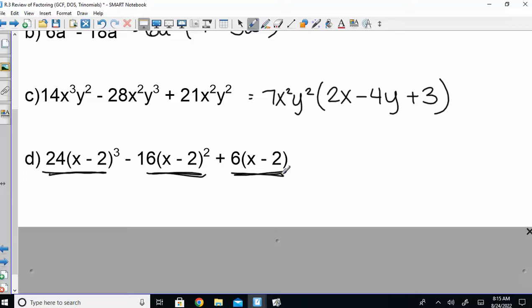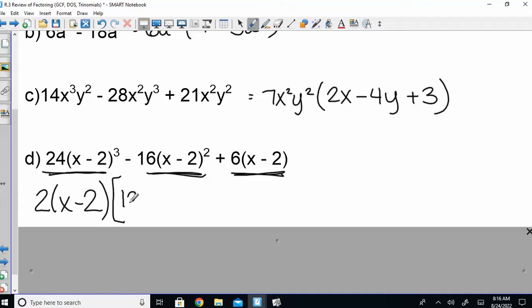Looking at my coefficients, 24, 16, and 6. They are all divisible by? 16 isn't divisible by 3, so we have to go 2. Okay, what else do all of these have? X minus 2. I'm going to take out 2 and x minus 2. I'm going to put a bracket next. It doesn't matter, bracket's just like a parenthesis, it's just a little prettier to look at.